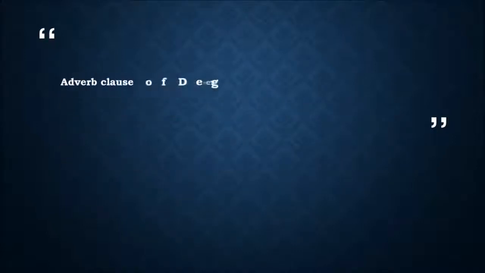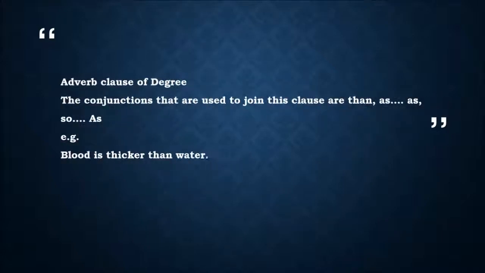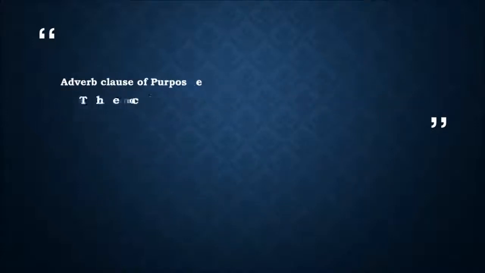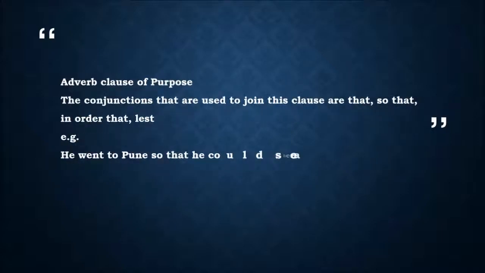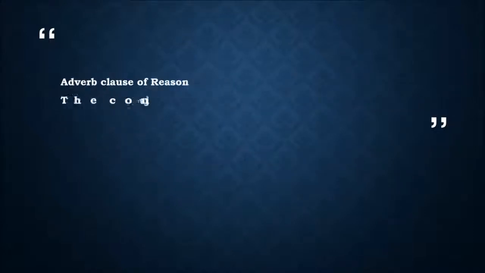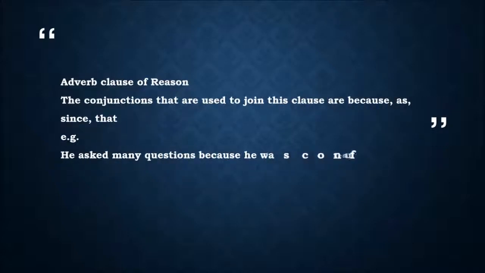D. Adverb clause of degree: the conjunctions that are used to join this clause are than, as, so, as. E.g. Blood is thicker than water. E. Adverb clause of purpose: the conjunctions that are used to join this clause are that, so that, in order that, lest. E.g. He went to Pune so that he could search for a job there. F. Adverb clause of reason: the conjunctions that are used to join this clause are because, as, since. E.g. He asked many questions because he was confused.